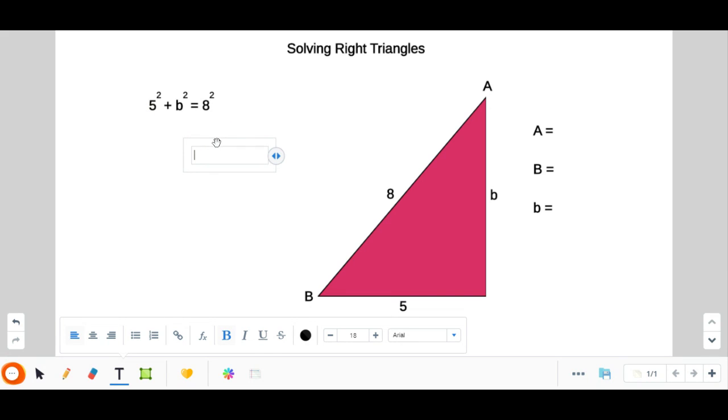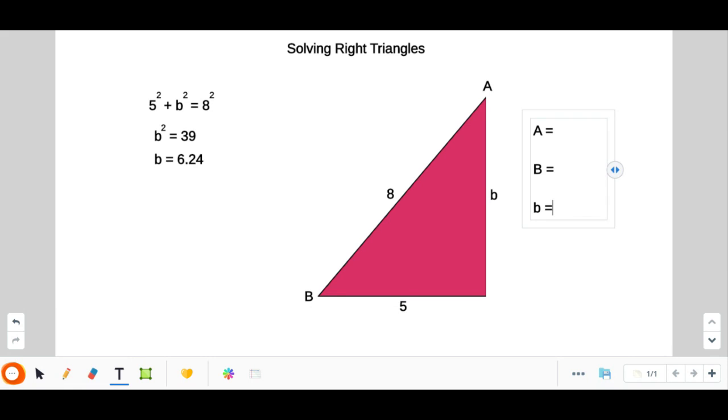If you simplify that, you will get b squared equals 39. Again, I just did 64 minus 25. b squared equals 39, which means b will equal about 6.24. So, okay, that's one of the things we wanted to find. So we know that side b, again, the lowercase b is the side, equals 6.24.